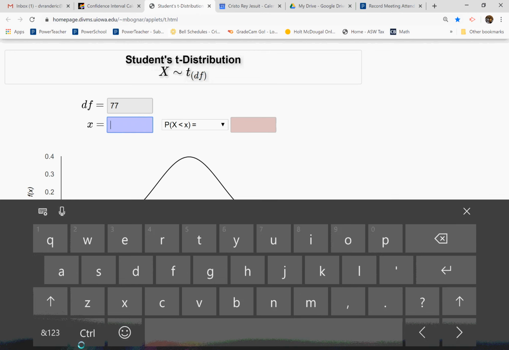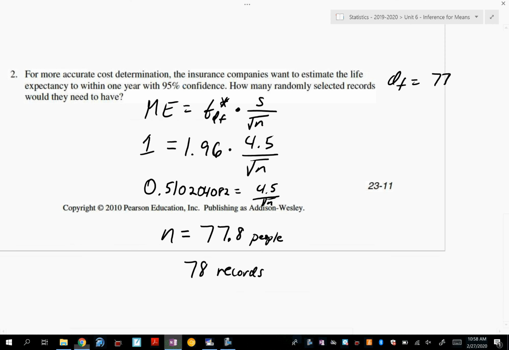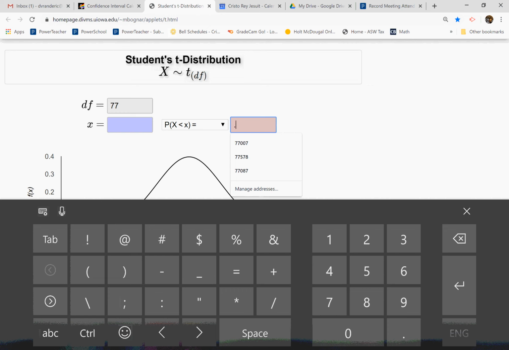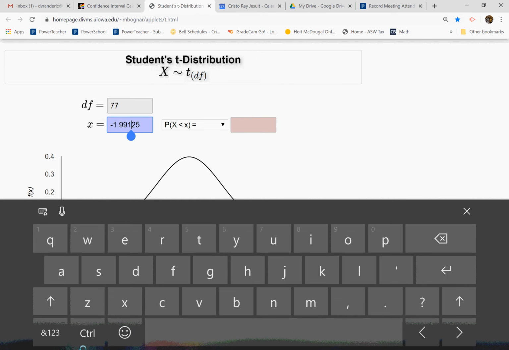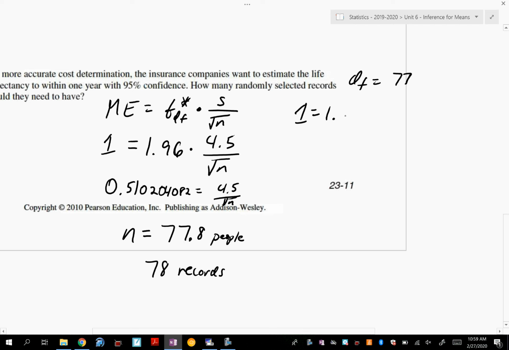And then I want to delete this and type in, well, what's the confidence level? As was mentioned, 0.025, because it's 95 in the middle, so there's 2.5% on each tail. And then let's see what it is. It's 1.99125. So you might be thinking, oh, that's not much different. I mean, it isn't.